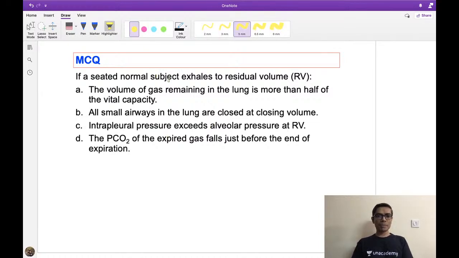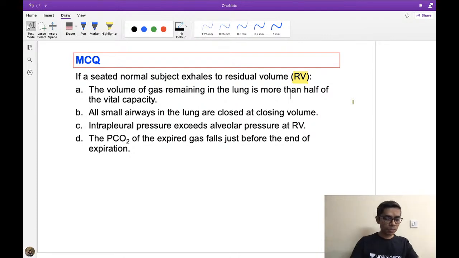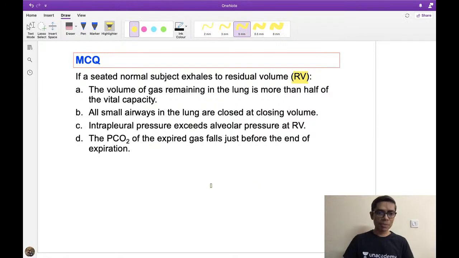If a seated normal subject exhales to residual volume, so the person has exhaled to residual volume, he is doing a forceful expiration, because if you want to go up to the level of residual volume, you have to do a forceful expiration. In this condition, which of the following statements is true? That the volume of gas remaining in the lung is more than half of the vital capacity. All small airways in the lung are closed at closing volume. Interpleural pressure exceeds alveolar pressure. The PCO2 of expired gas falls just before the end of expiration.